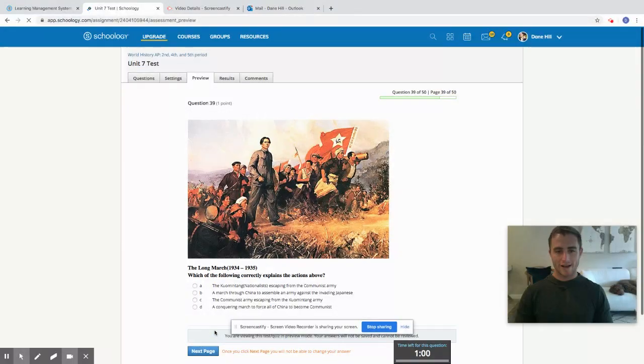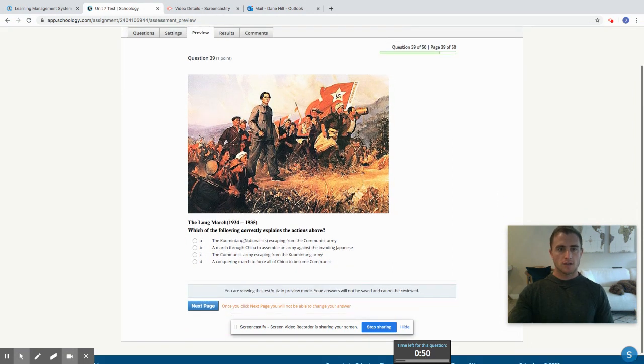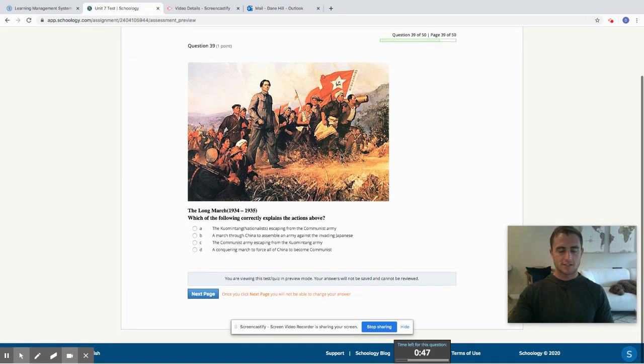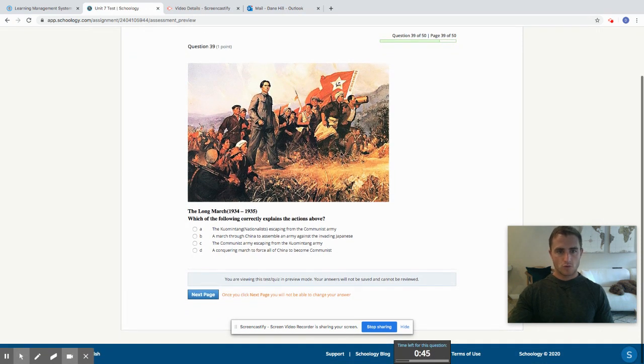Last 2 questions. Oh, the Long March. Which of the following correctly explains the actions above? Okay, so we're marching. Why are we marching? Is it the Kuomintang escaping from the communists? Nah, it's the other way around. It's the communists escaping from the Kuomintang. So that's C, the Communist Army escaping from the Kuomintang Army. Boom. Next page. Last STEM question.